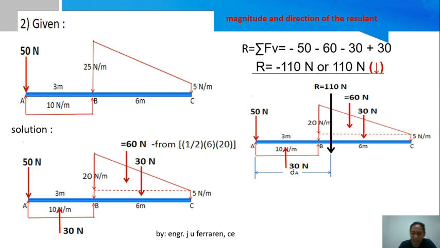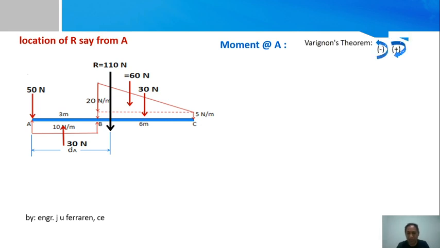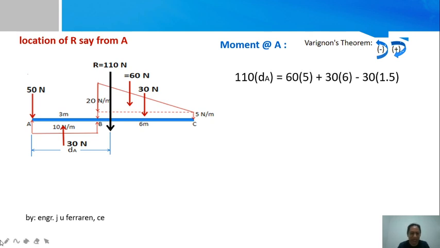So, let's get the location by using the moment summation. Again, this is my figure. By using the moment principle, I take A as my moment center. My A is there and my R is there, so it will produce a clockwise moment, positive. So we have 110 times dA. This is your R, and I can go with the components.